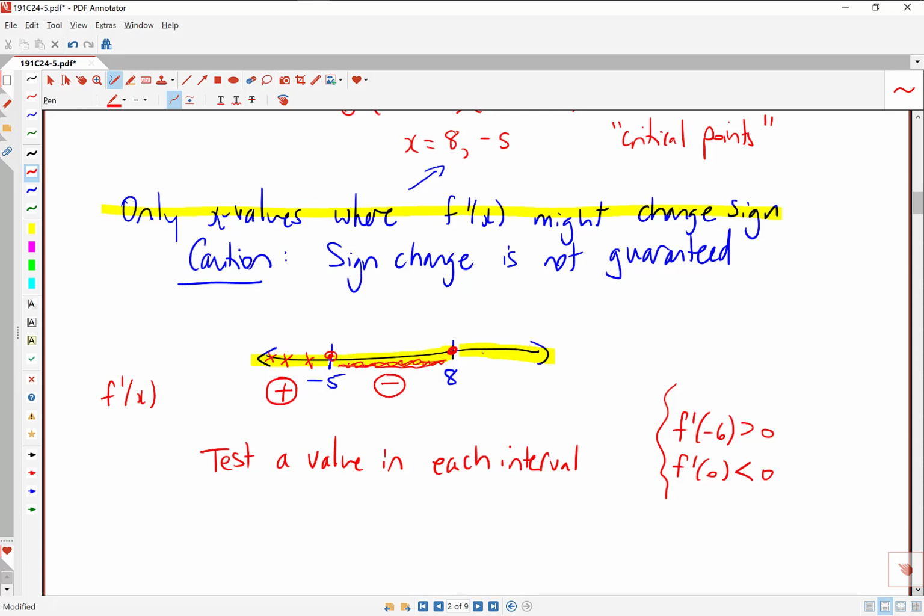Same deal for the last little interval here. We're talking about x values that are bigger than 8, so choose any number that you like. Maybe you want to choose 9 or 10 or something like that. Plug that into f prime and you get a positive number. So what that tells us is f prime of x is positive for all of these x values.